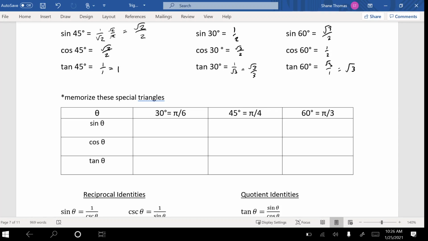For 30 degrees, the sine of 30 is 1/2. I'm just going to fill this out as a reference thing for you. We just did them above, so I'm copying them down from above. I also put in the radian measure as well. The radian measure for 30 degrees is pi over 6, 45 is pi over 4, and 60 degrees is pi over 3.